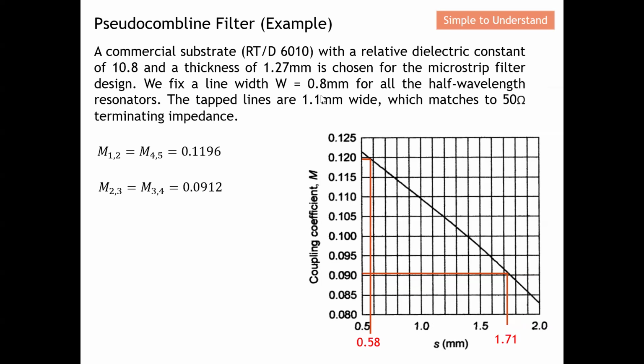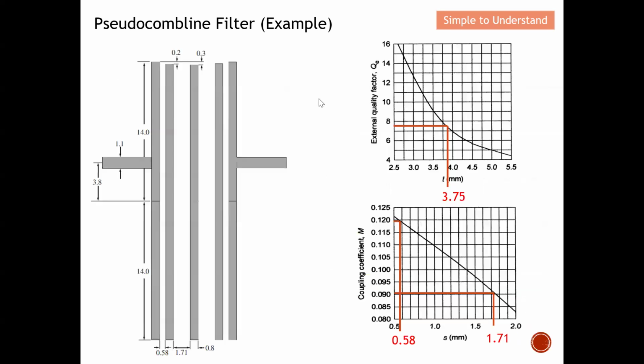So basically, once you have this, this part here will be 1.1. We need to fix this part at 1.1 because we want to ensure it will be a 50 ohm transmission line, the microstrip line. This is for the input, and this will be for the output. They will be the same. The microstrip line will be 1.1 mm.